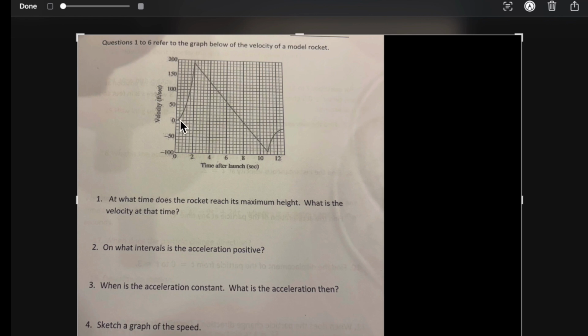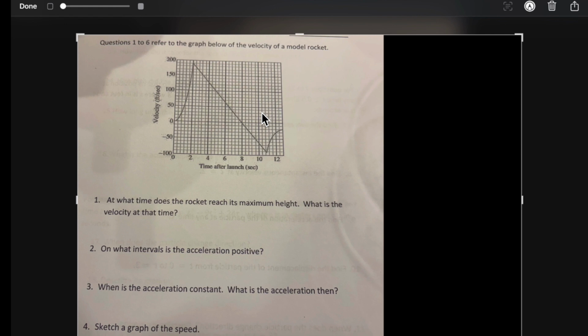We're going to copy the same exact graph when the velocity is positive. And then when we get to this point where the velocity starts to become negative, we're just going to take the absolute value of it. And taking the absolute value of it is simply going to reflect it right over the x-axis. So we're going to do a reflection of this portion of the graph where the velocity is negative.